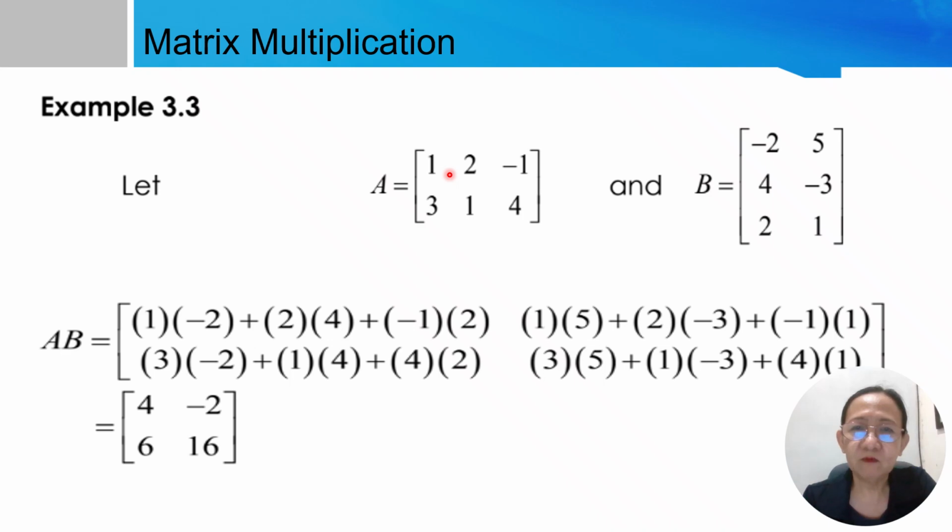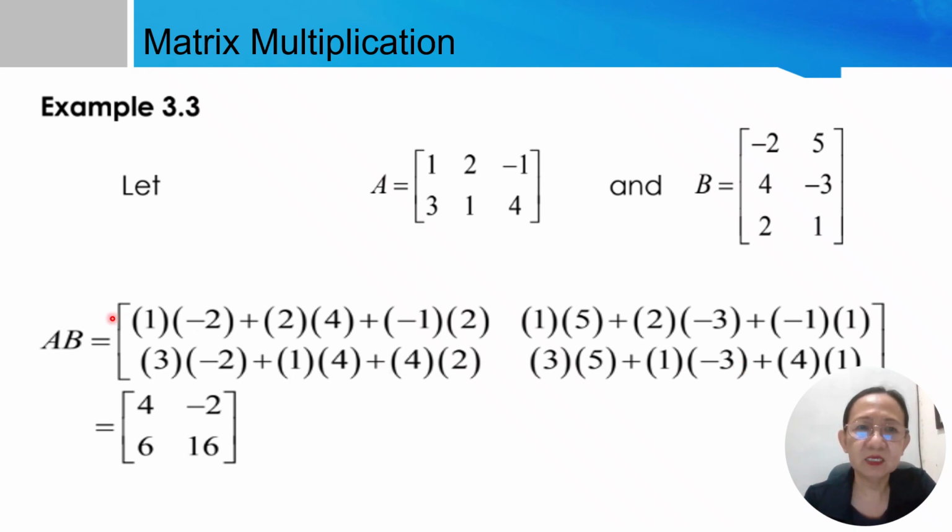And then the first row to the second column of our second matrix, we will get 1 times 5 plus 2 times negative 3 plus negative 1 times 1. And then our second row, multiplied by the first column, we have 3 times negative 2 plus 1 times 4 plus 4 times 2. And lastly, we have the second row to the second column, 3 times 5 plus 1 times negative 3 plus 4 times 1.